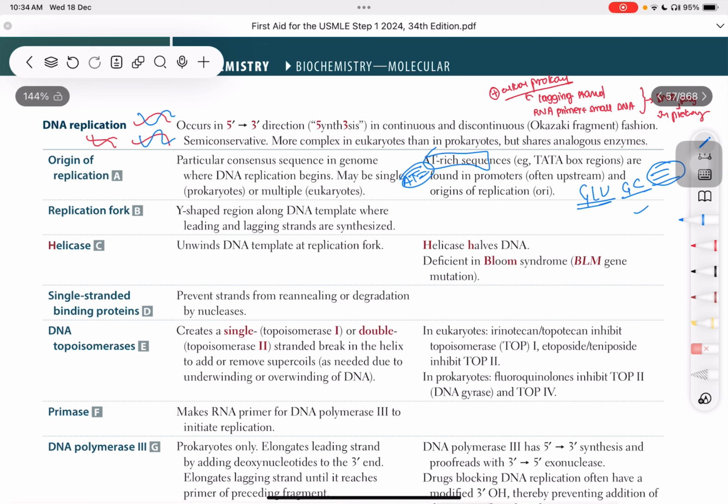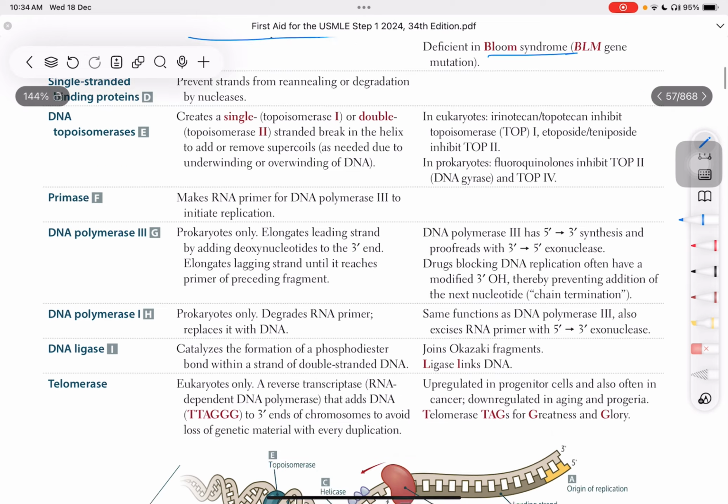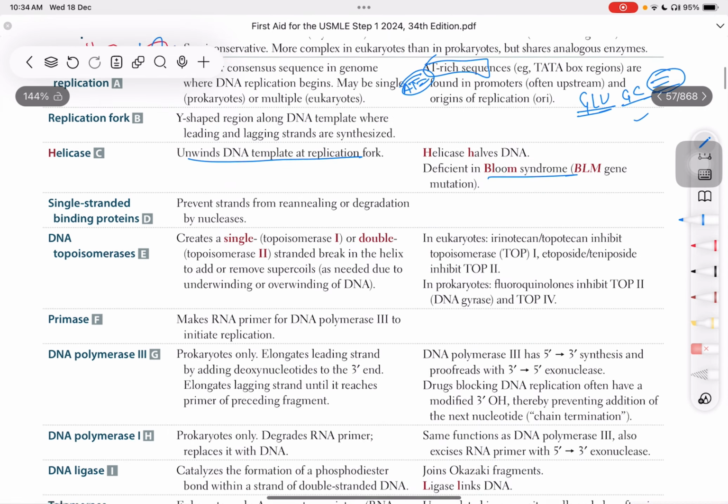Helicases unwind the DNA template, forming the replication fork. A helicase defect is known as Bloom syndrome. It is important. What do you mean by unwinding? See, this is what we discussed: unwinding is breaking out the bonds and opening up the DNA so as to form the replication fork.